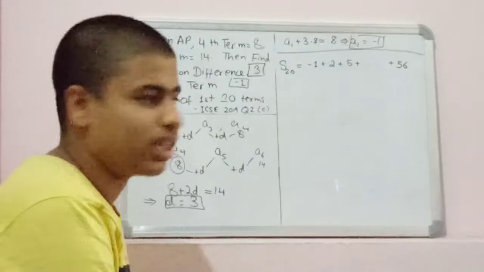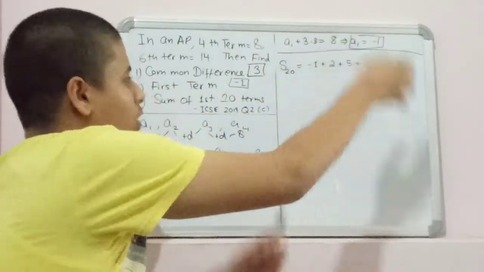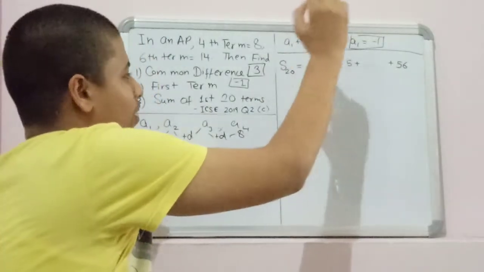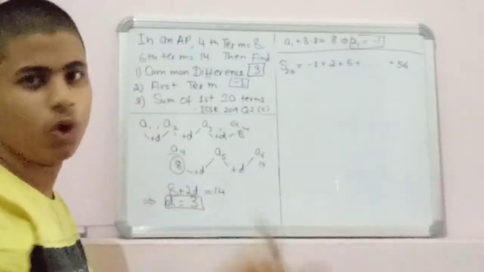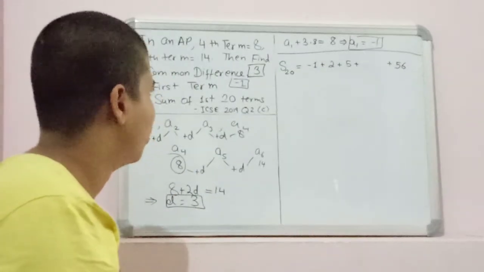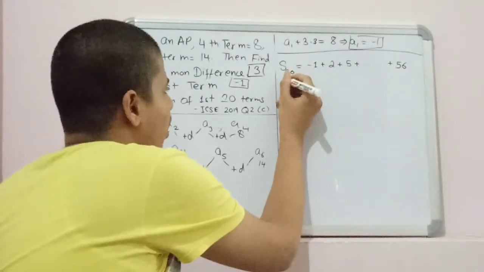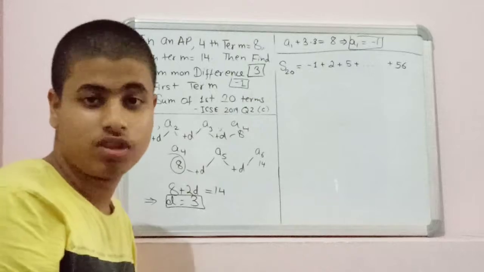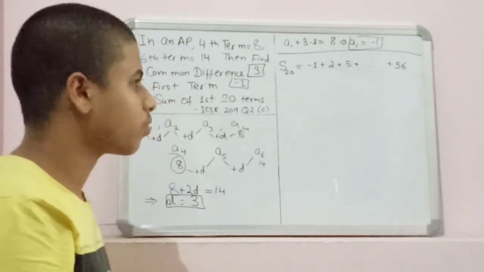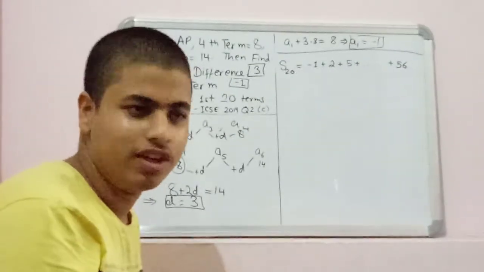Okay, what do we do next? I don't want to add them all up, like negative 1 plus 2, that's 1 plus 5, 6. That would take me the whole day. I won't have the whole day. Okay, now here's a trick. This trick is known as the Gauss trick, because that's the name of the person who discovered it.